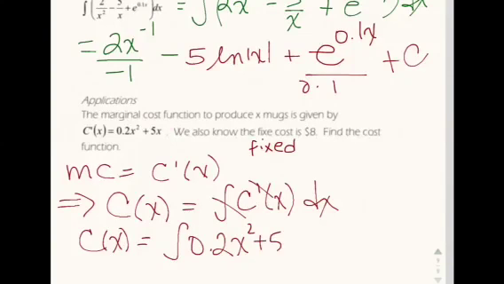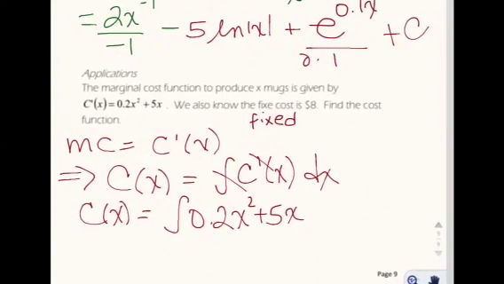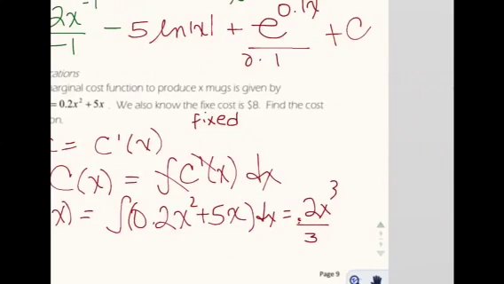Don't forget the parentheses and the dx. This will therefore be, I'm going to drop the extra 0, 0.2 x cubed over 3 plus 5 x squared over 2 plus c.